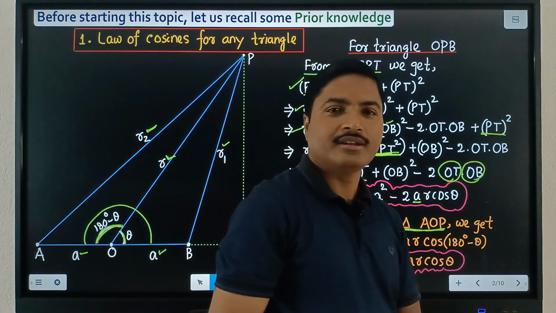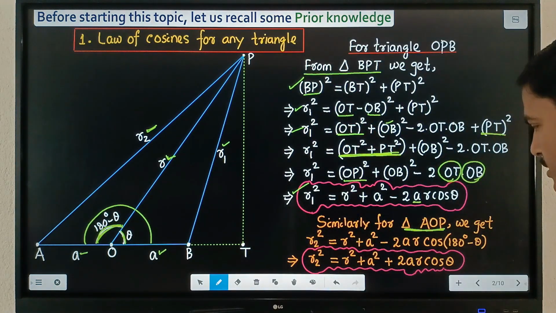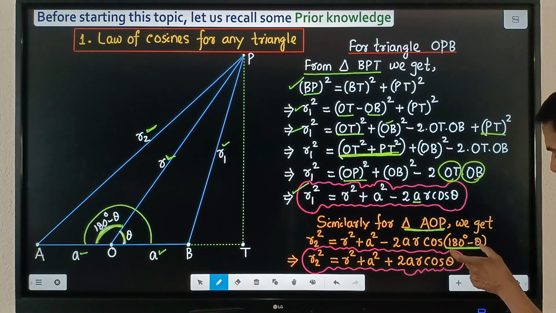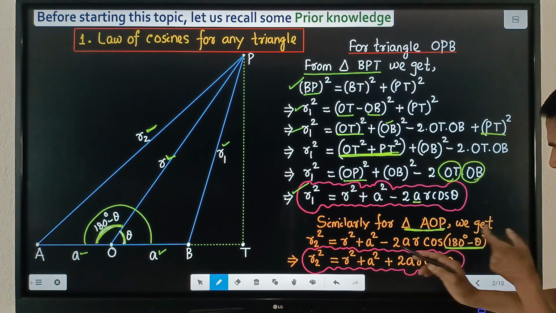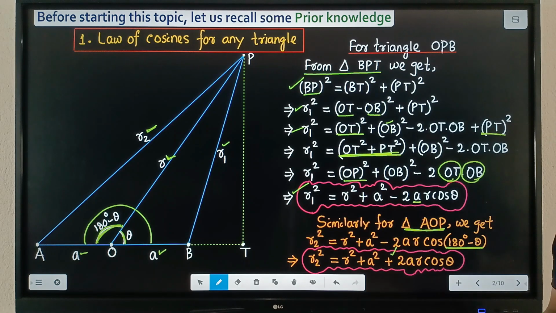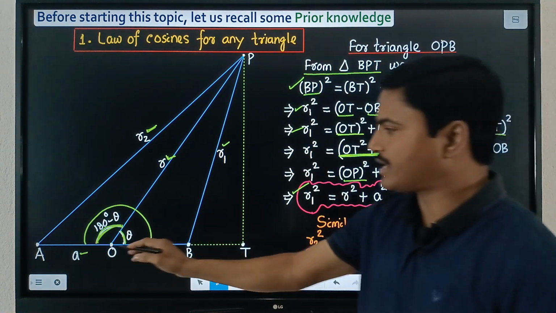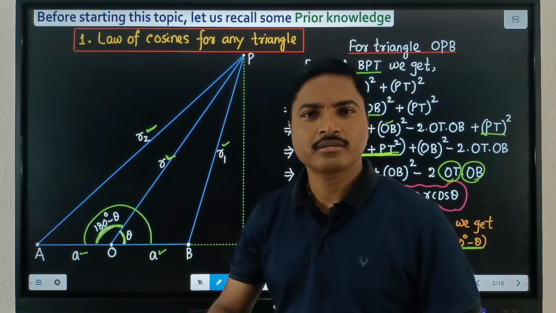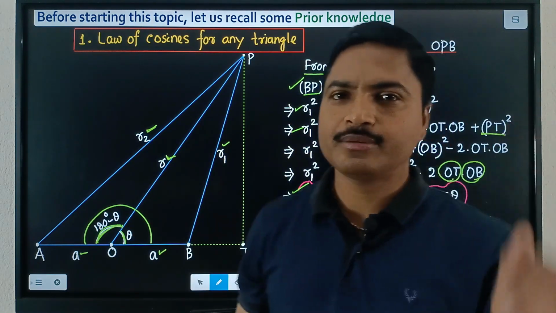And you know cos of 180 degree minus theta is minus cos theta, so in place of cos of 180 degree minus theta, we write minus cos theta. Here minus is there, here also minus is there, minus and minus we write as plus. And this one is the law of cosine for the APO triangle. Clear?